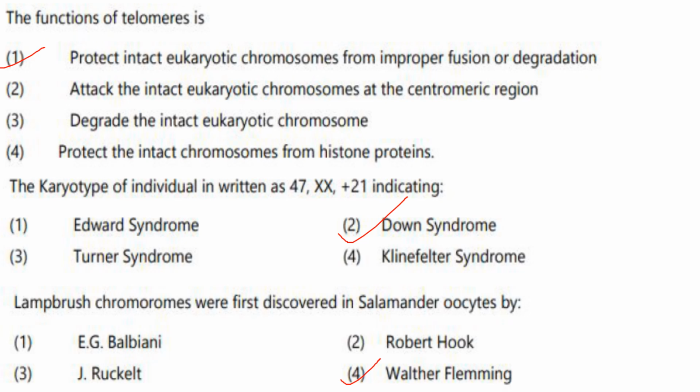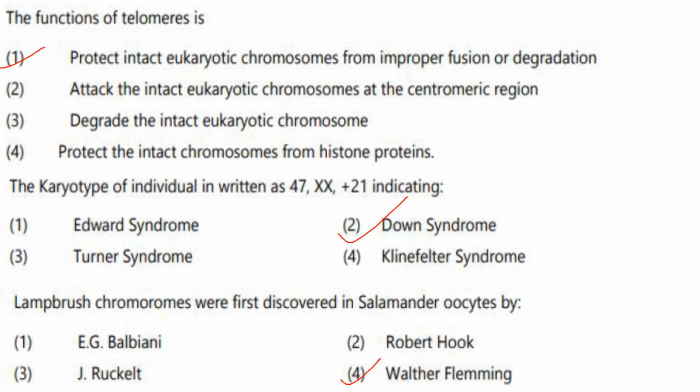The function of telomeres is... So telomeres are present at the ends of the chromosomes. So they protect the intact eukaryotic chromosome from improper fusion or degradation. That's correct. Attack the intact eukaryotic chromosome at the centromeric region? No. Degrade the intact eukaryotic chromosome? No, they don't degrade it, but they protect it from degradation. Protect the intact chromosome from histone proteins? No. That is also not correct.